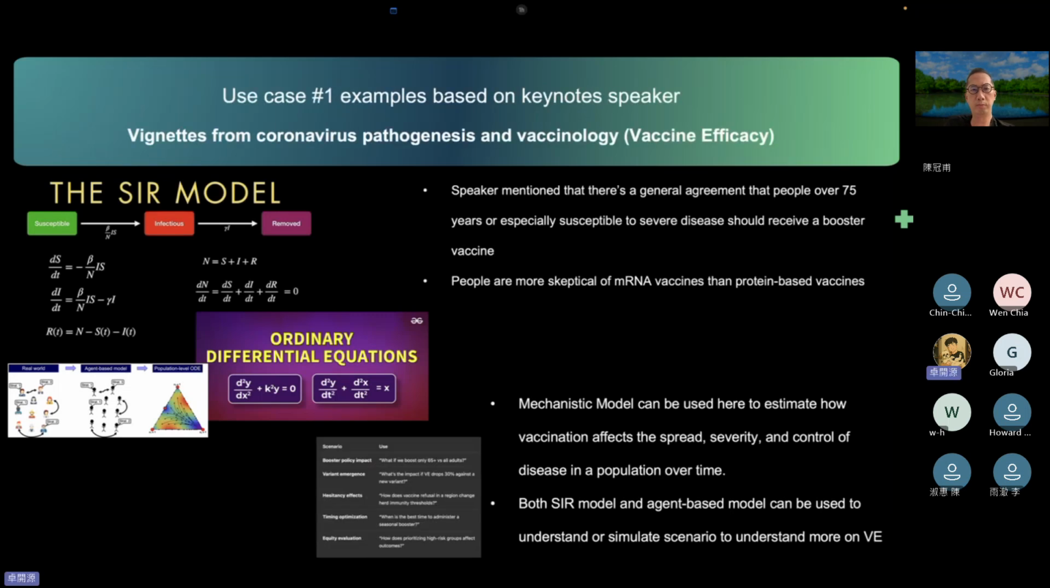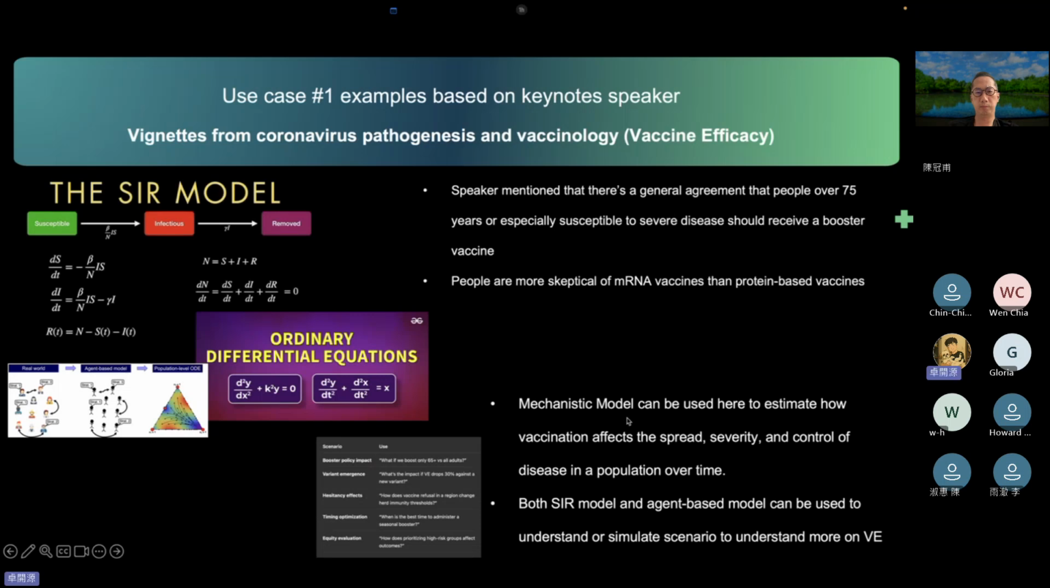In relation to the meetings earlier last week, one of the keynote speakers talked about vignettes from coronavirus pathogenesis and vaccinology, and the first case was about effects and efficacy, a topic I think we also touched on a couple of times. The speaker mentioned the general agreement that people over 75 years old, or those susceptible to severe disease, should receive a booster vaccine. This kind of agreement can be tested using a mechanistic model.